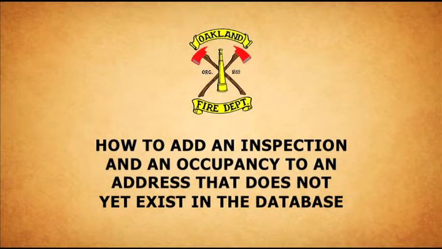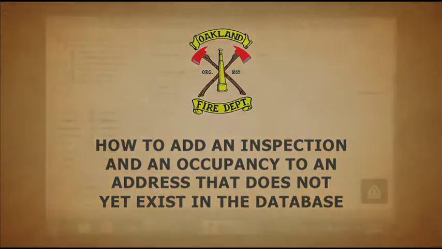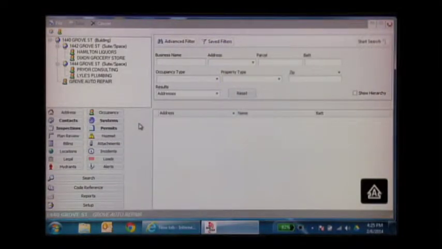How to add an inspection and an occupancy to an address that does not yet exist in the database. First thing we want to do is log into the database using our unique username and password because we will be making changes to the database. Once we log in, we want to type in the address that we think the inspection lies just to verify that the address does not yet exist in the database.